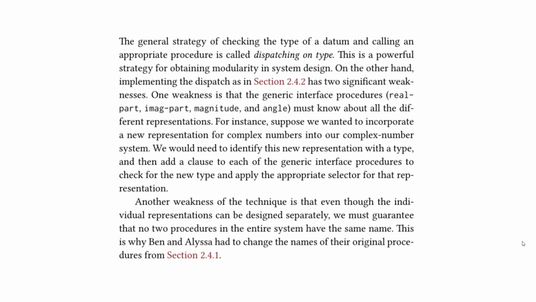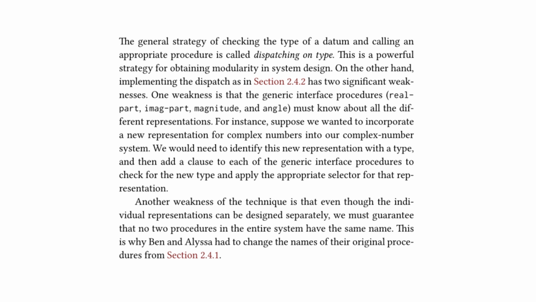So the textbook states the general strategy of checking the type of a datum and calling an appropriate procedure is called dispatching on type. This is a powerful strategy for obtaining modularity in system design. On the other hand, implementing the dispatch as in section 2.4.2, the previous subsection, has two significant weaknesses. One weakness is that the generic interface procedures, real part, imaginary part, magnitude, and angle, must know about all the different representations. For instance, suppose we wanted to incorporate a new representation for complex numbers into our complex number system. We would need to identify this new representation with a type and then add a clause to each of the generic interface procedures to check for the new type and apply the appropriate selector for the representation.